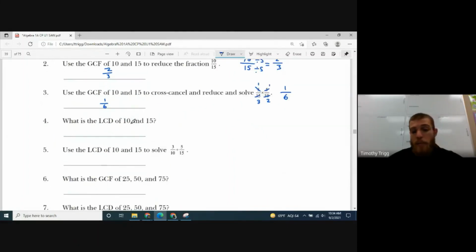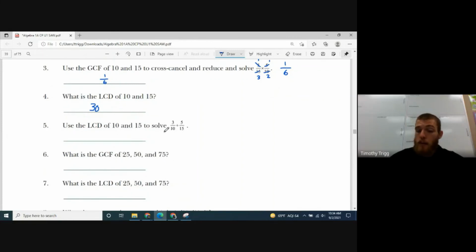What is the lowest common denominator for 10 and 15? I think we've covered that one already. It's 30, right? 30. And we need that lowest common denominator if we want to add fractions. So in this case, if I want to add these, I would change both their denominators to 30. And this goes for adding or subtracting fractions. You need a lowest common denominator.